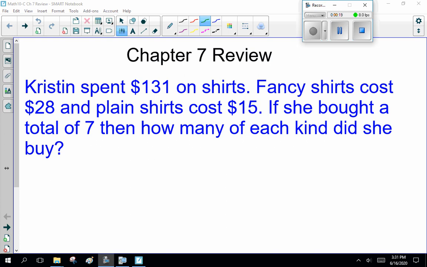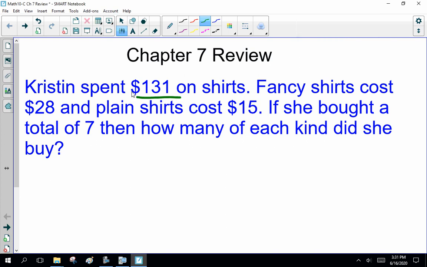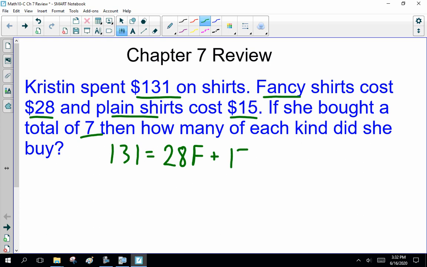Well, let's look at this. She spent $131 on shirts. Fancy shirts cost $28 and plain shirts cost $15. She bought 7 of them. So, $131 on shirts, but each fancy shirt is $28, and each plain shirt is $15. 7 shirts in total. Some of them are fancy, and some of them are plain. So, we can turn words into equations.